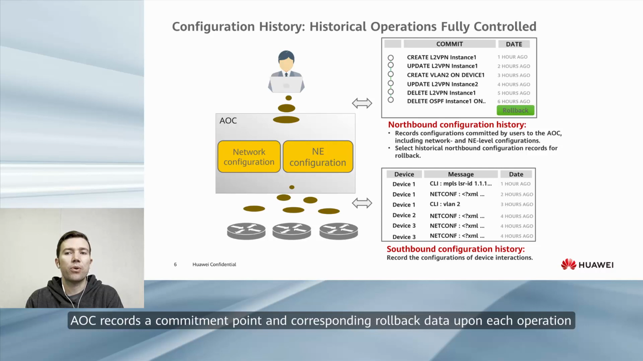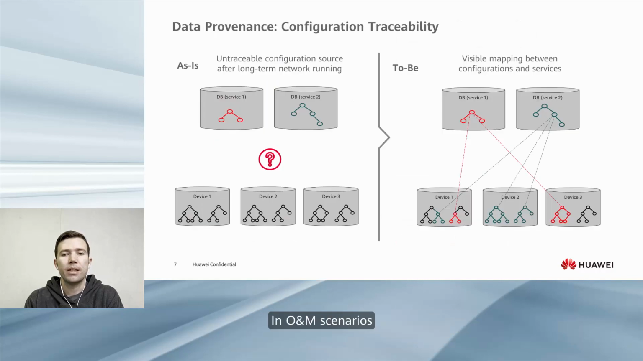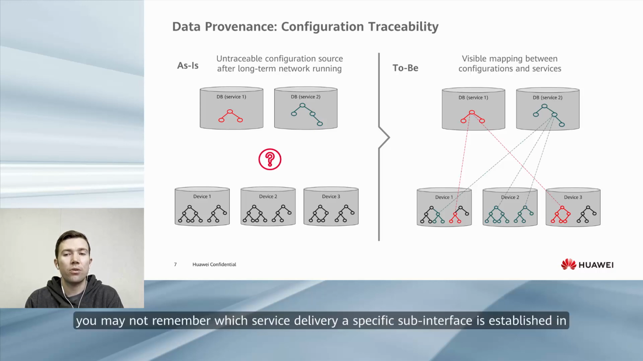AOC records a commitment point and corresponding rollback data upon each operation. Southbound configuration history records operations and the interaction between AOC and devices. In O&M scenarios, it's difficult to trace the configuration source of a device. For example, you may not remember which service delivery a specific sub-interface is established in.